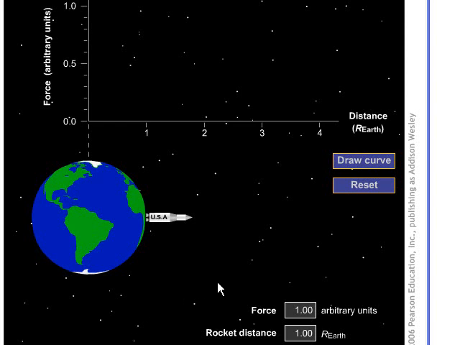So how does the gravitational force change with respect to the distance that an object is from Earth? Here we have this rocket at a distance of 1 Earth radius, and the force, they say arbitrary units, is 1 arbitrary unit. We could call it also newtons or pounds. We could also call it the acceleration due to gravity. So the 1 here would then correspond to 9.8, or around 10.